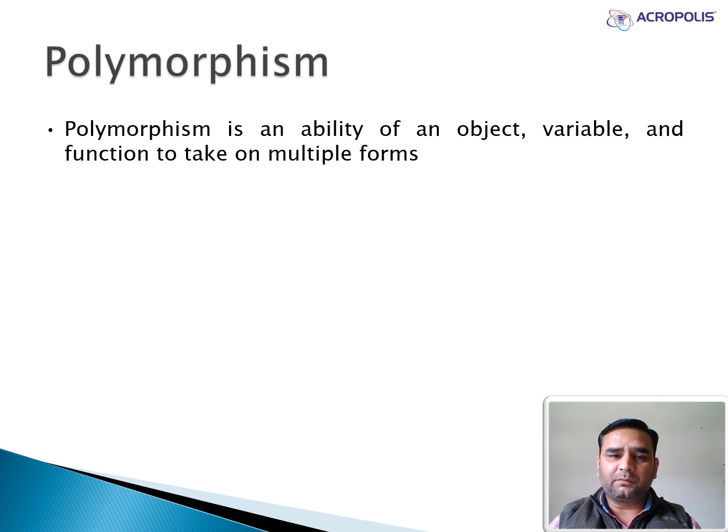Okay, so let's continue with polymorphism. What is polymorphism? Polymorphism is a combination of two words, poly and morphism. Poly means having more than one, and morphism means form. So whenever something has more than one form, it is called polymorphism. Or we can define polymorphism as the ability of an object, variable, or function to take more than one form or multiple forms. So whenever something has more than one form, or it can behave differently with different types of inputs, we can call it polymorphism. So this is the definition of polymorphism.